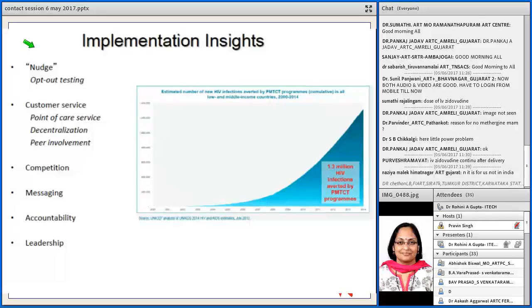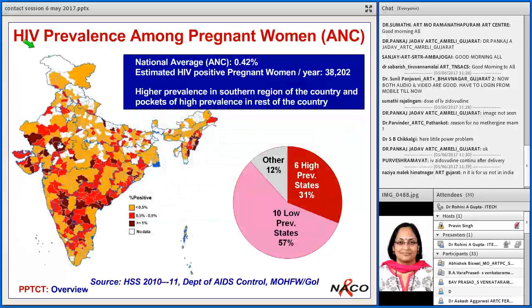What are the important steps which will help us achieve good results in PMTCT? We must nudge opt-out testing. We must have point of care services. Peer involvement is very important. Correct messages need to be given and staff need to be accountable.